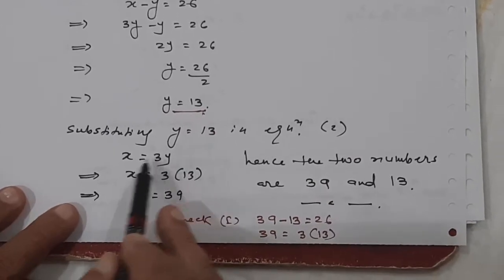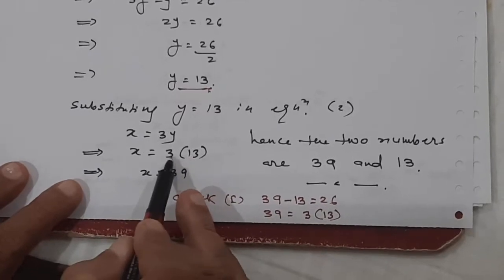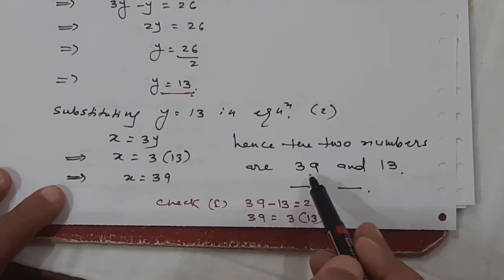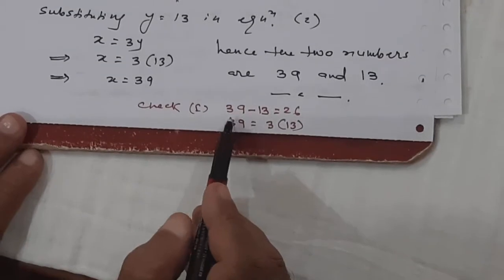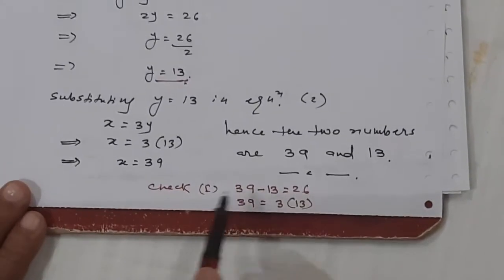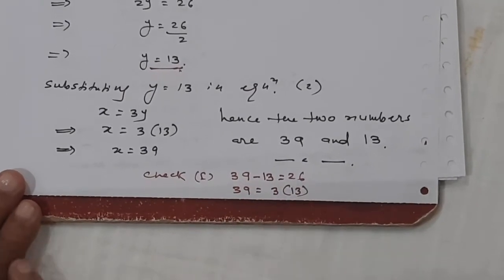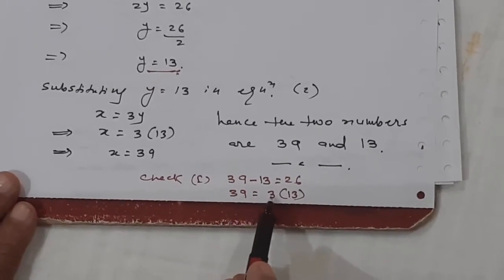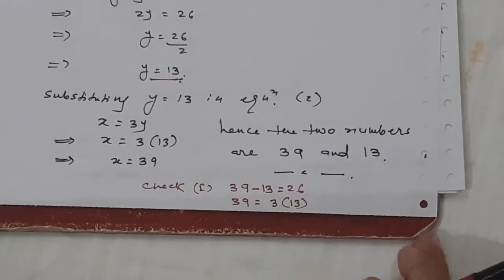What is equation 2? x is equal to 3y. Now the y value is 13. 3 into 13 is 39. Hence the two numbers are 39 and 13. Let us check the answer. The difference between the two numbers is 26: 39 minus 13 is equal to 26. And the greater number is 3 times the smaller, since 3 into 13 is 39. So our answer is verified. In this way you can be sure about your marks.